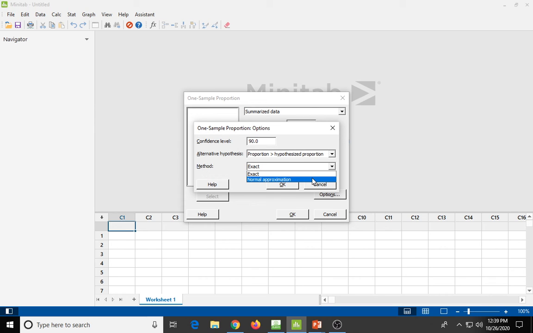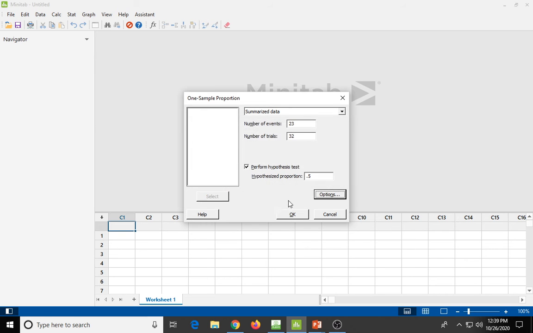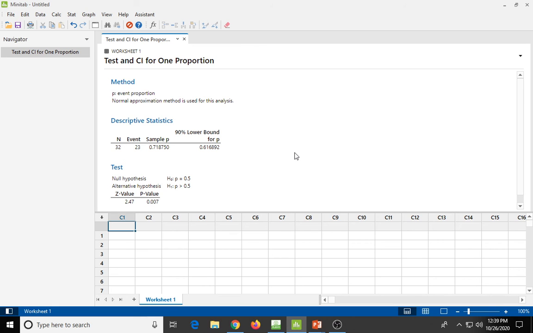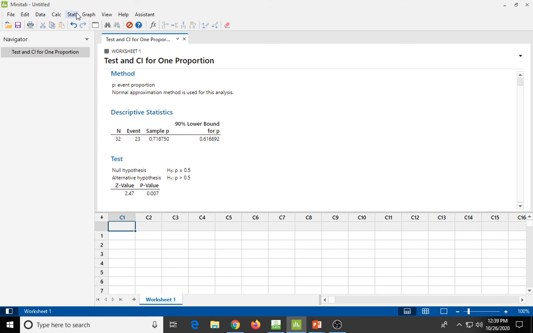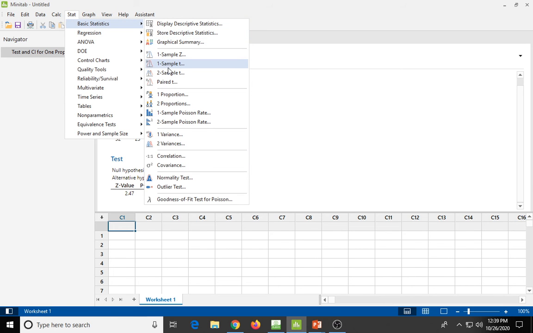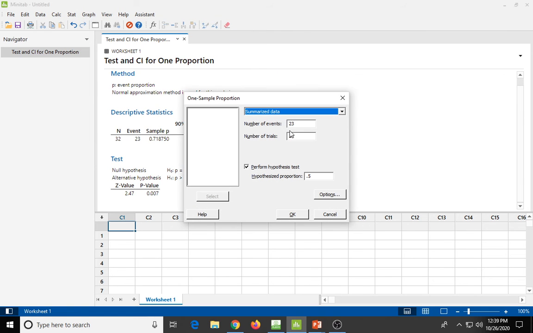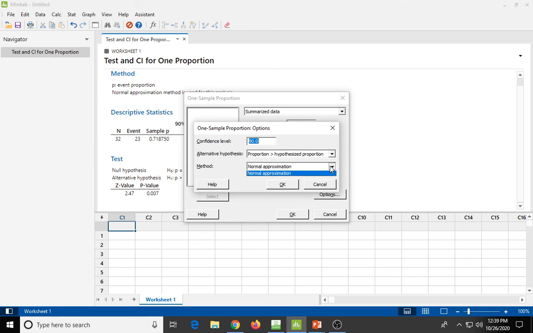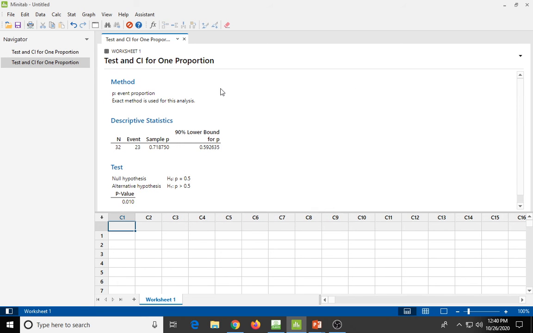Actually, come to think of it, if I use the normal approximation, I wonder if Minitab will give me a warning. Nope, it didn't. It should have, but it didn't. But that's my own fault for putting it in there. What I should do instead is use the exact method, and it will tell me that the exact method is used for this analysis. There I get 71.9%. My lower bound was 0.59, and my p-value is 0.01.